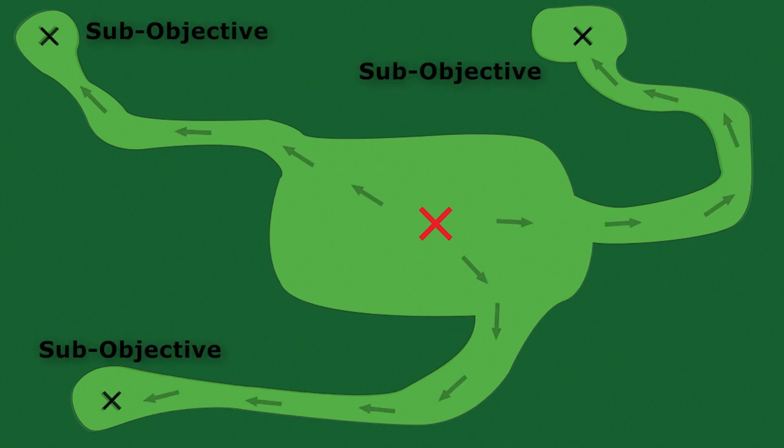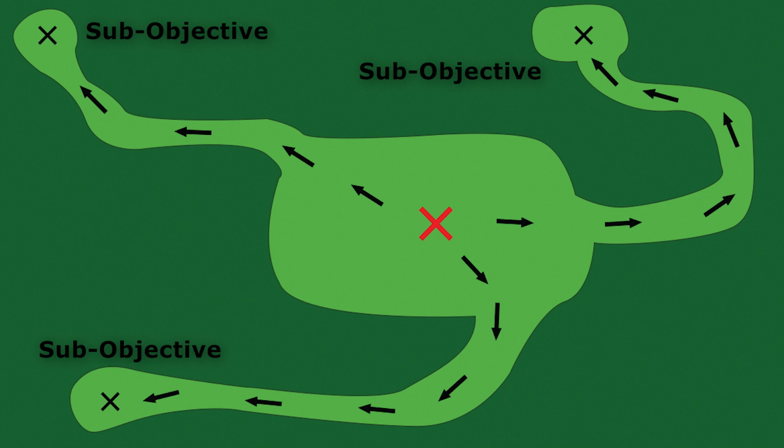Hypothetically speaking, imagine a level that involves traveling to different areas to activate a teleporter in the center of the level. Traveling to the different areas would be the sub-objectives, while activating the teleporter is the primary objective.